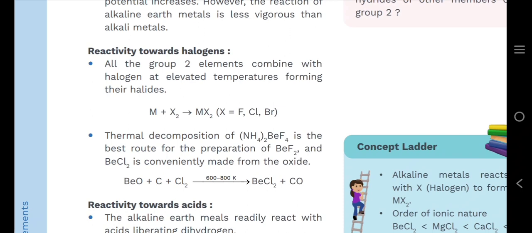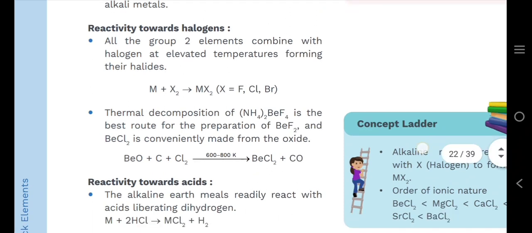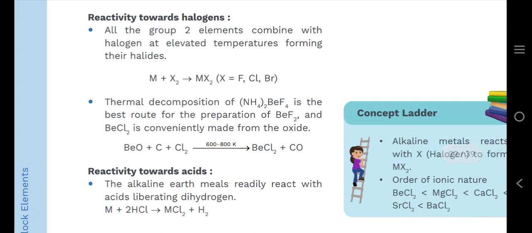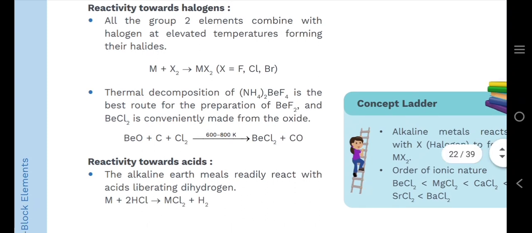Thermal decomposition of (NH4)2BeF4 is the best route for the preparation of BeF2, and BeCl2 is inconveniently made from the oxide: BeO plus C plus Cl2 at 600 to 800 Kelvin gives BeCl2 plus CO. Reactivity towards acids. The alkaline earth metals readily react with acids, liberating dihydrogen.